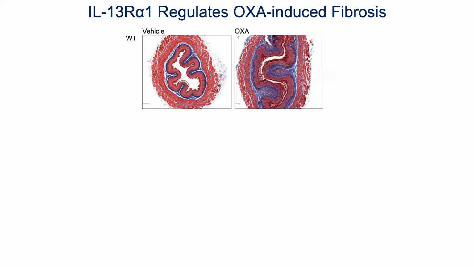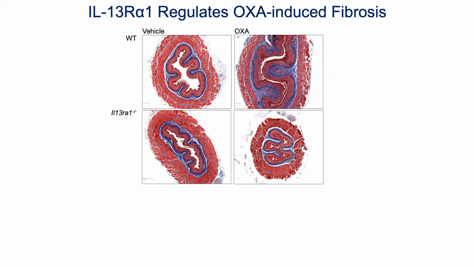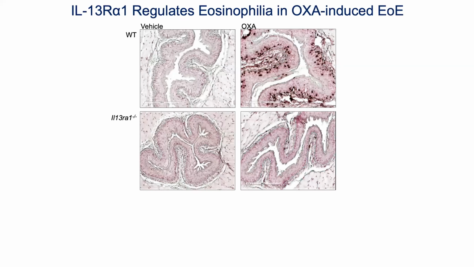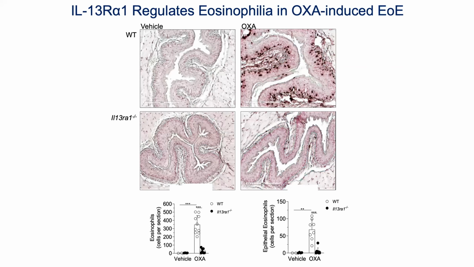In addition, IL-13 receptor alpha-1 deficient mice were completely protected from oxazolone-induced fibrosis, as shown here in this analysis of the Masson trichrome staining, and were markedly protected from influx of eosinophils into the esophagus.